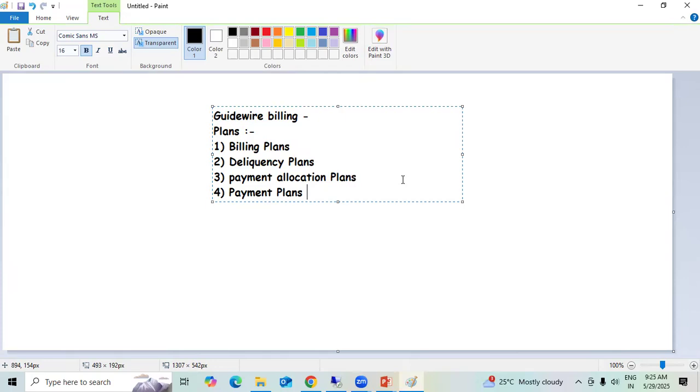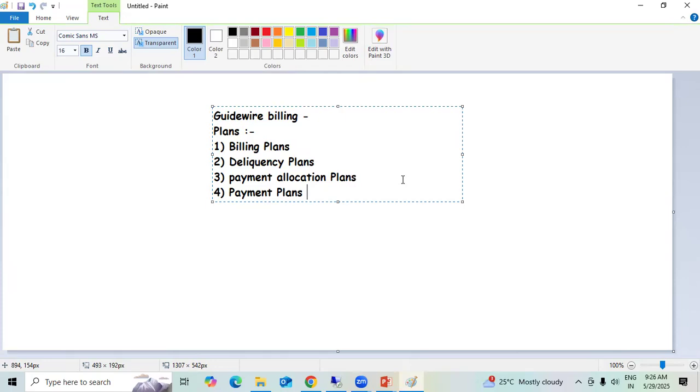The third one is payment allocation plans. Payment allocation plans majorly define what allocations we have made for the payments. That means the kind of values associated with the accounts, like determining how the money from unapplied funds is allocated to any unpaid invoices that we have mentioned. So all these things come under payment allocation plans.